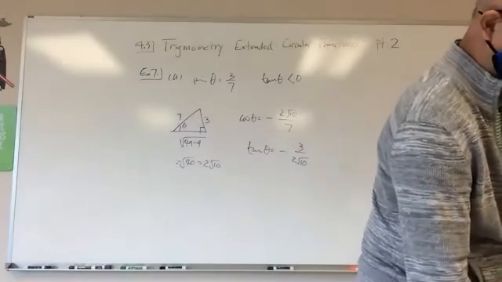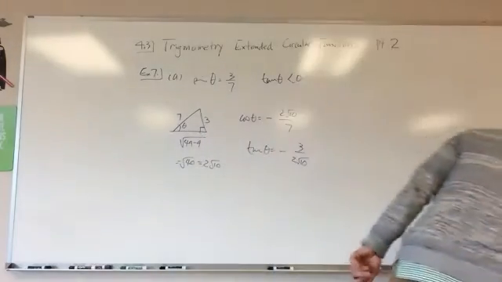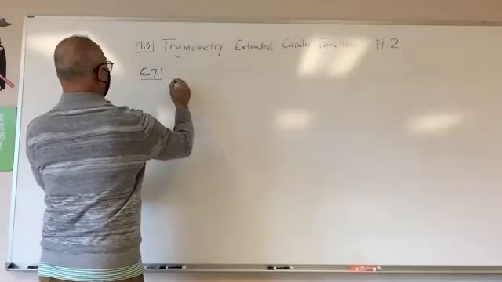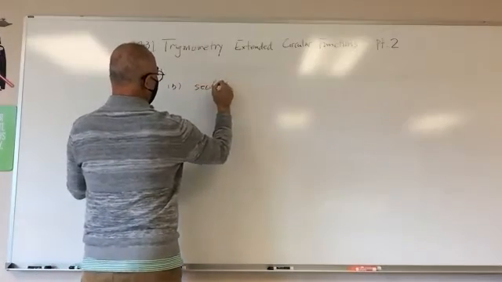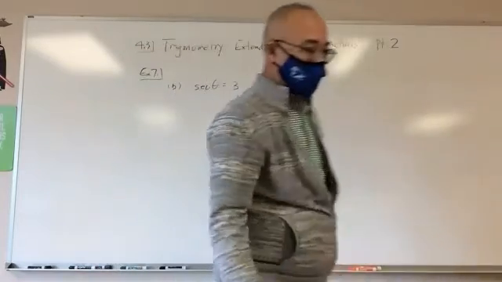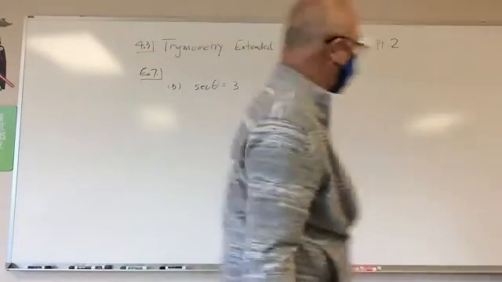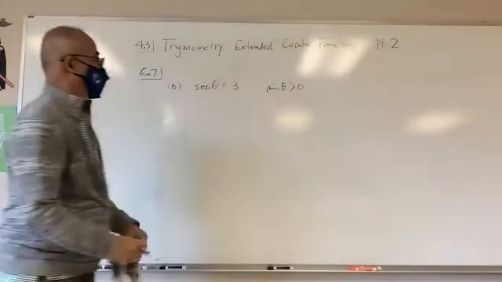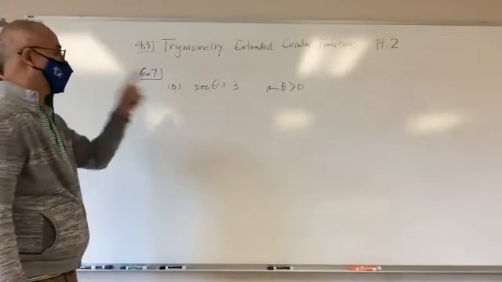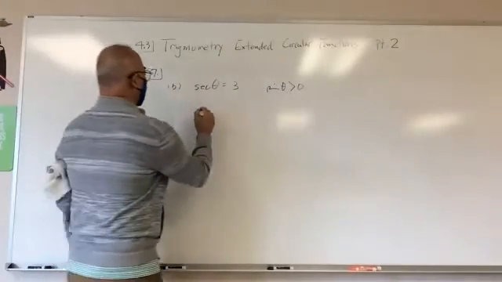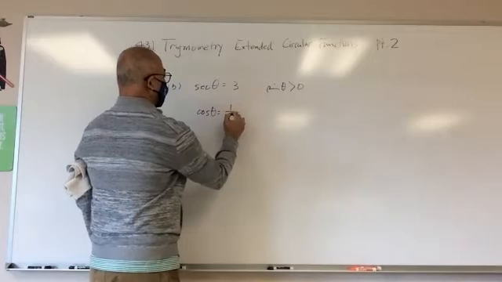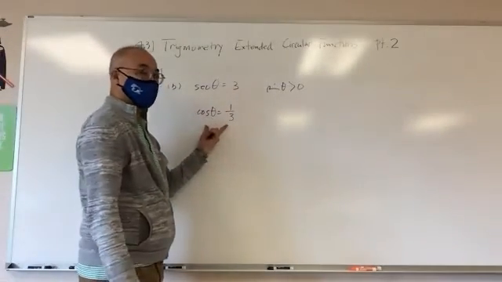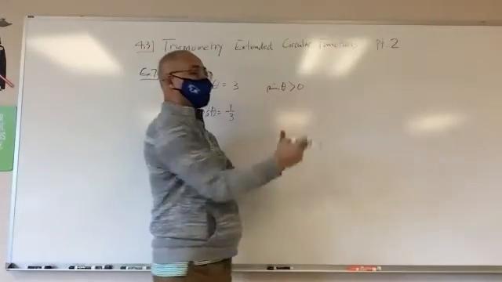B. Secant theta is equal to 3. We also know that sine theta is greater than 0. What can I conclude from this? Cosine theta is equal to 1/3, so cosine theta is greater than 0 and sine theta is greater than 0. So it must be fourth quadrant.